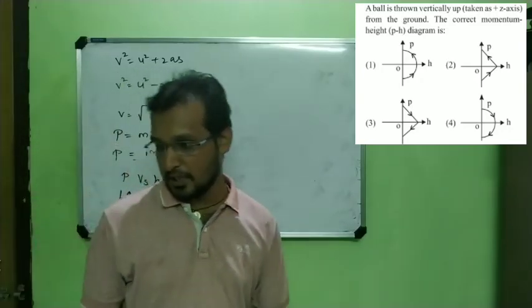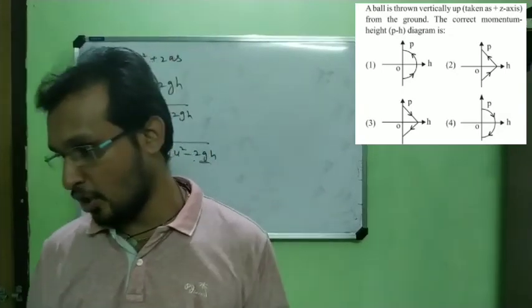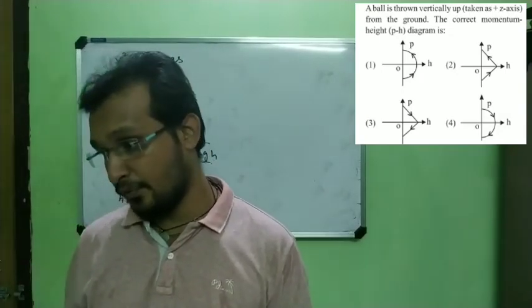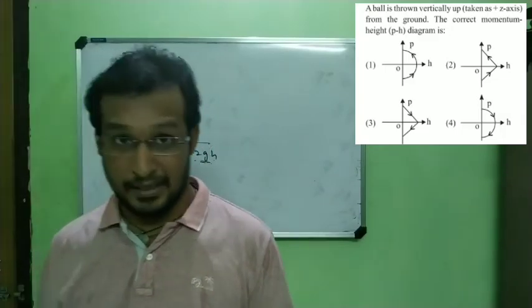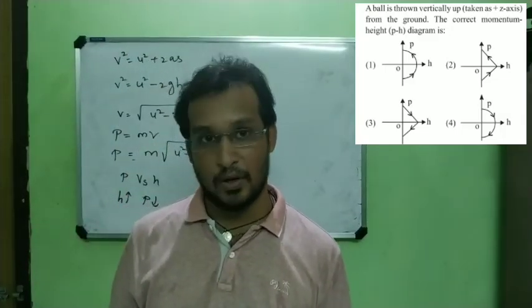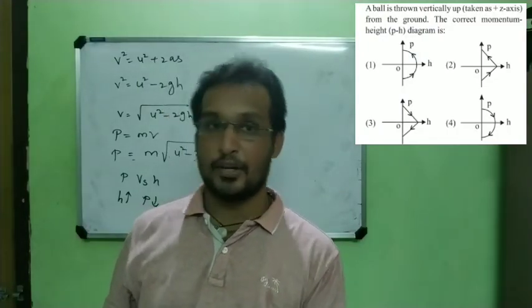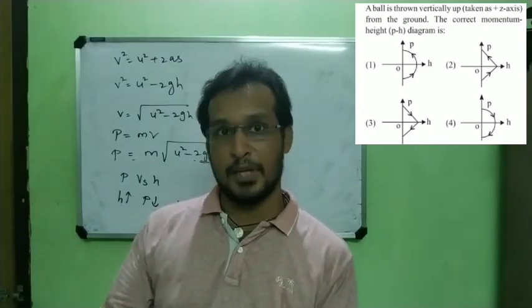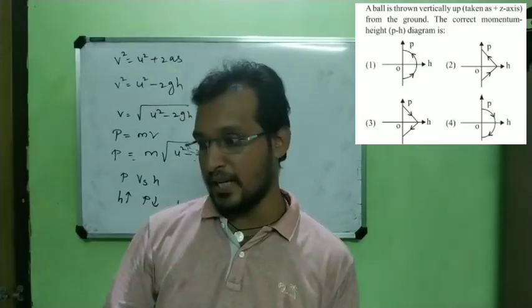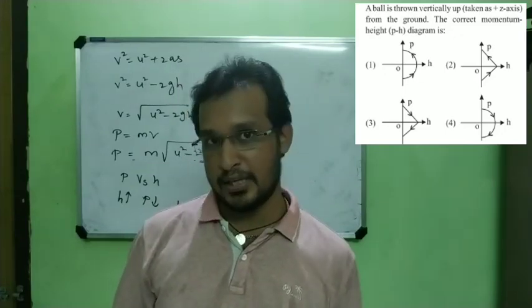Look at the options. Which option is correct? Look at the arrow in the option. In option 4, if height increases, the arrow is decreasing. The opposite direction is coming. Negative direction is coming. But in option 1, if height increases, the arrow goes upward. P also increases. That is not correct. If height increases, P should decrease. That is, P should go downwards. Look at the arrow. Option 4 is the correct answer. That is the logical thinking.